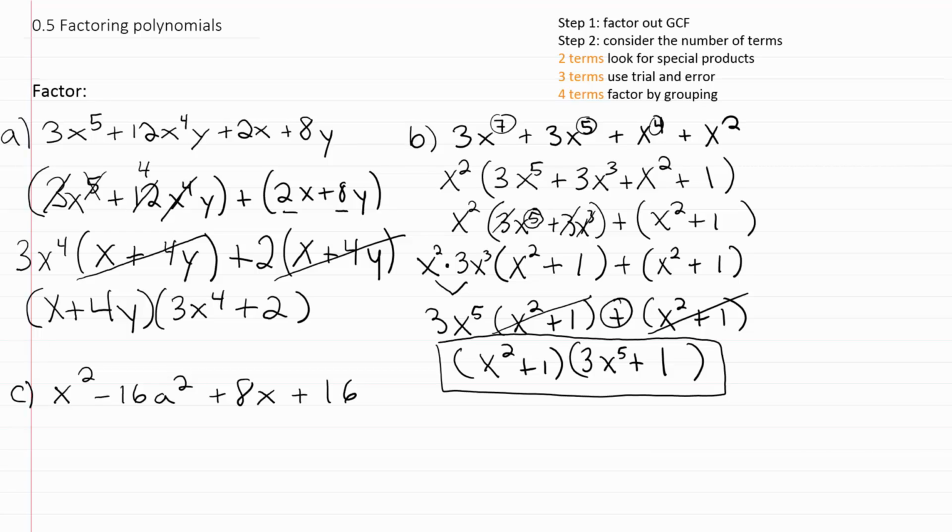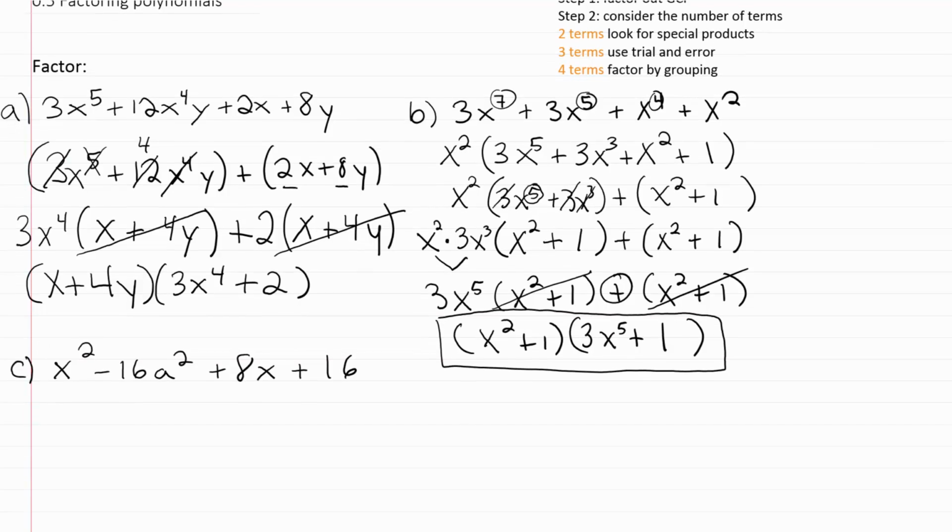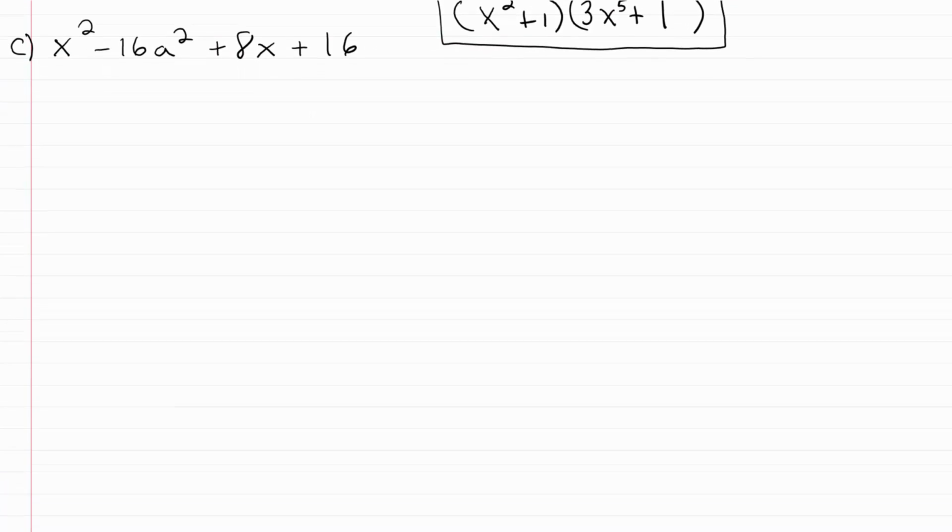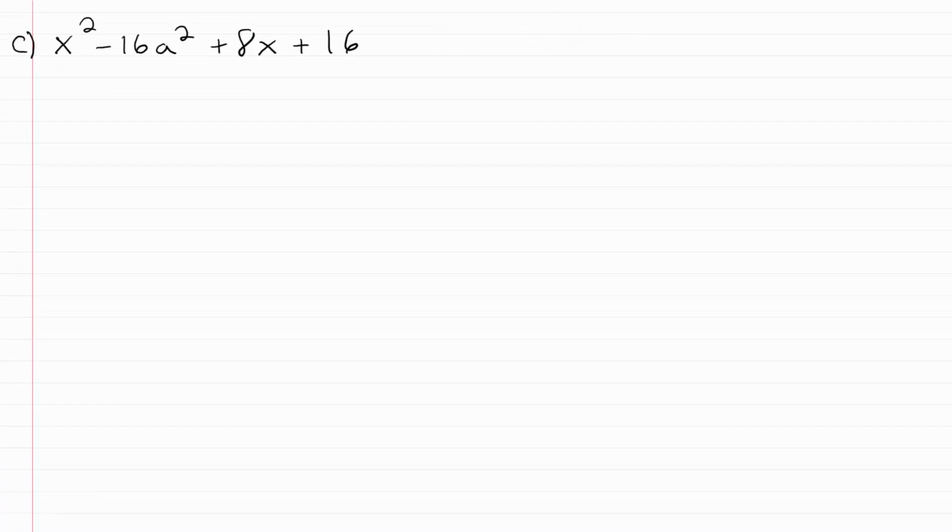All right, final example, this example C here. Let's give ourselves some room for example C. Okay, looking at example C, if I try to find the greatest common factor, I'll see that 16 really has nothing in common with x squared, for example, so that eliminates any chance of finding something common to every term. The polynomial is 4 terms, so I should try factor by grouping.